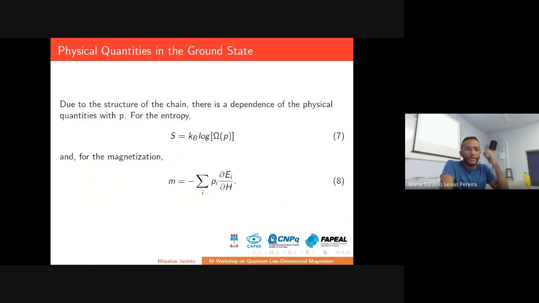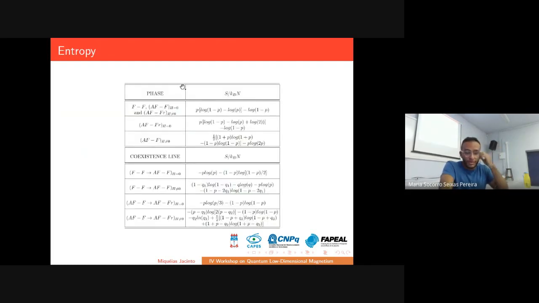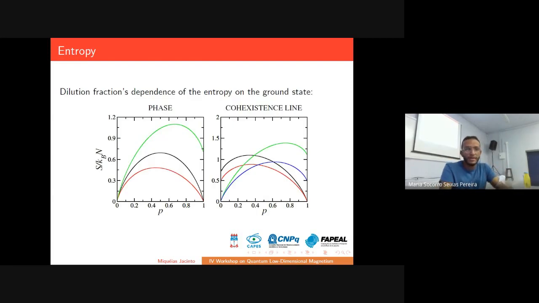The physical quantities, because of it, depend on P. For the entropy, we have to calculate the number of accessible states, that is, the number of ways that we can build this chain considering the constraints. And the magnetization we can also calculate depending on P by the expression in the equation. In the different regions of the phase diagram, we computed the entropy exactly, depending only on P, and its behavior is given by these graphs that show the dependence of the entropy on P in the ground state.